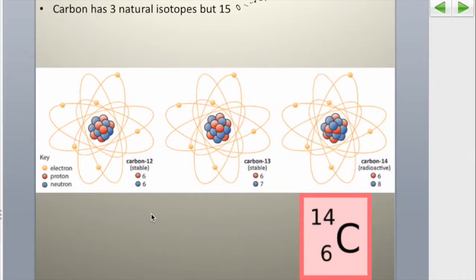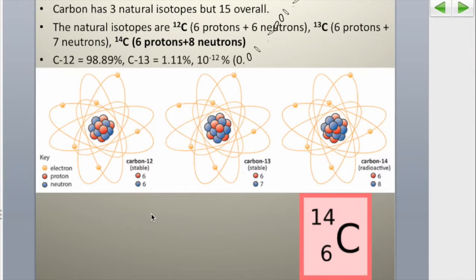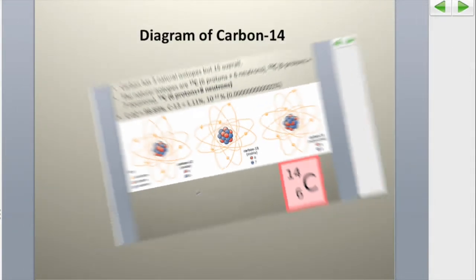Carbon has 3 natural isotopes but 15 overall. The natural isotopes are carbon-12, carbon-13, and carbon-14. Carbon-12 is the most common, while carbon-14 is by far the least common.